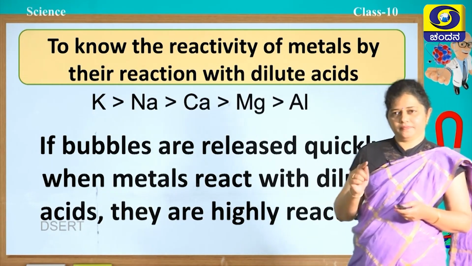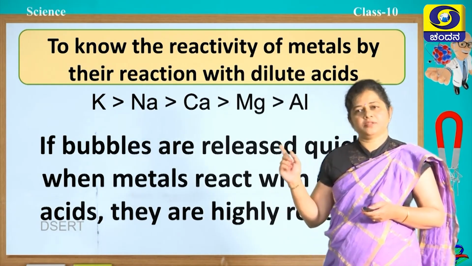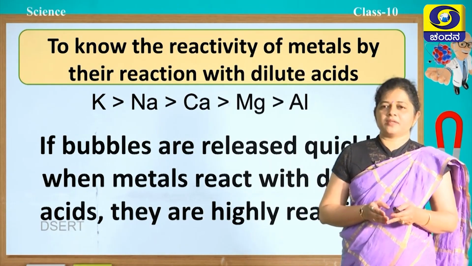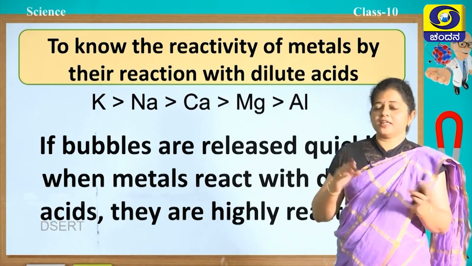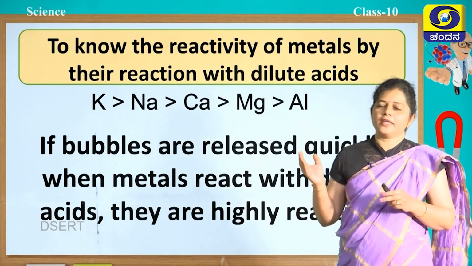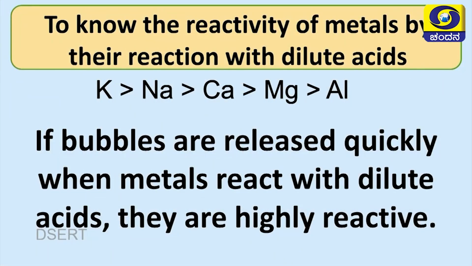Now, you can see here potassium, sodium, calcium, magnesium, and aluminum. When we conduct experiments, we know that aluminum is less reactive than magnesium, magnesium is less reactive than calcium, calcium is less reactive than sodium, and sodium is less reactive than potassium. That means potassium is the most reactive of all these metals. So, the bubbles are released very quickly in potassium, slightly less in sodium, slightly less in calcium, slightly less in magnesium, and very little in aluminum.